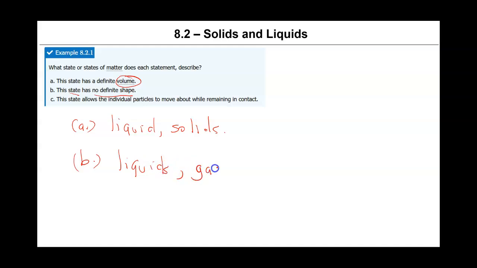So here's an example problem from the book. It says, in which state or states of matter does each statement describe? A, this state has a definite or unchanging volume, and that applies to both liquids and solids. Gases are the only state of matter that have a variable volume. B, this state has no definite shape. Well, that applies to liquids and it also applies to gases.